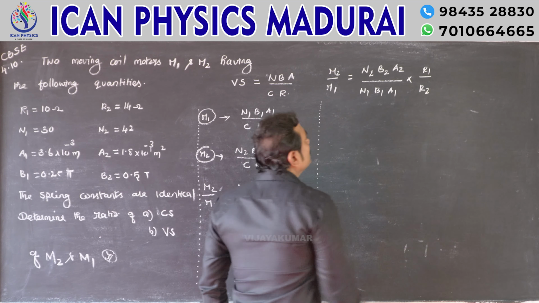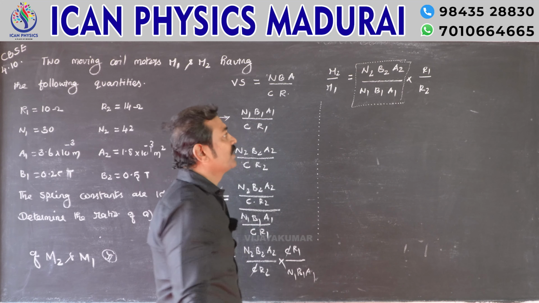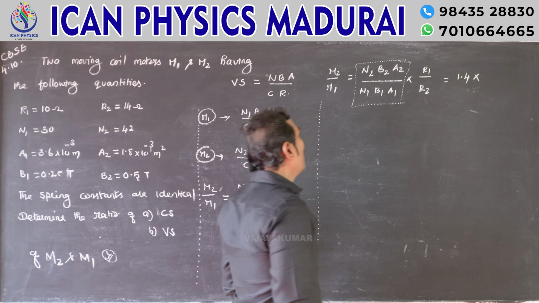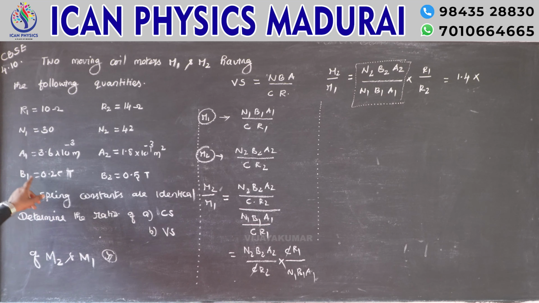The first one is the simplest one. In the previous question, in current sensitivity, for this term we calculated 1.4, into R1. What is the value of R1? 10 divided by 14. So 10 into 1.4, 14 by 14. The 14 gets cancelled, so your answer is 1 is to 1. This is the simplest one. Instead of asking like that, when they are asking only voltage sensitivity, then we have to solve like this.